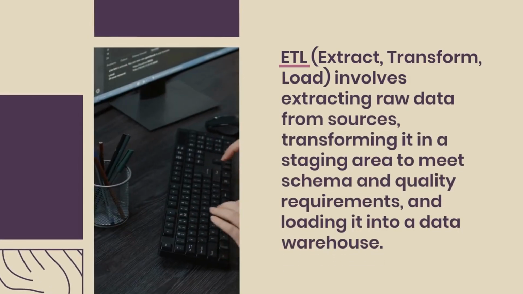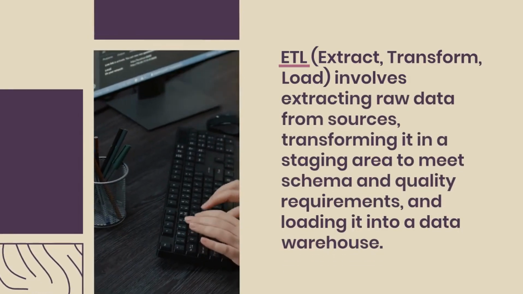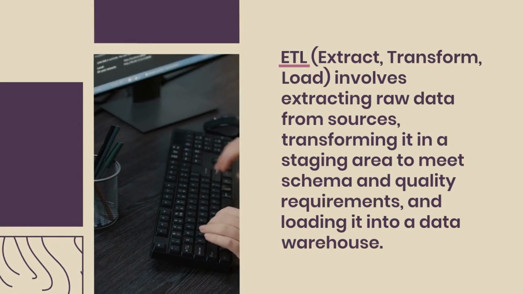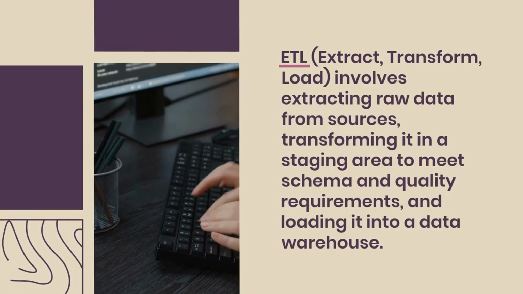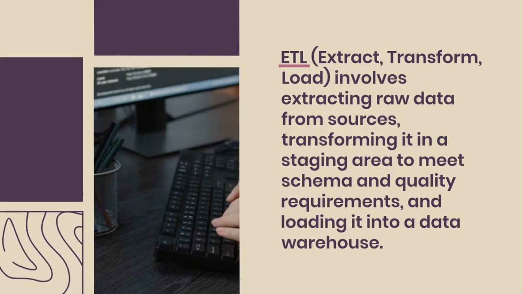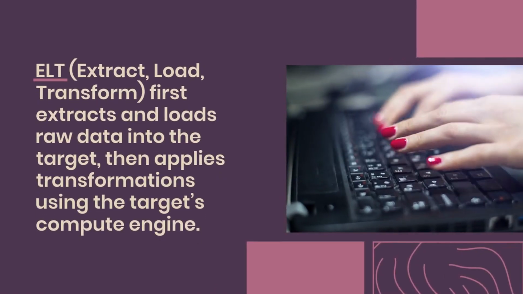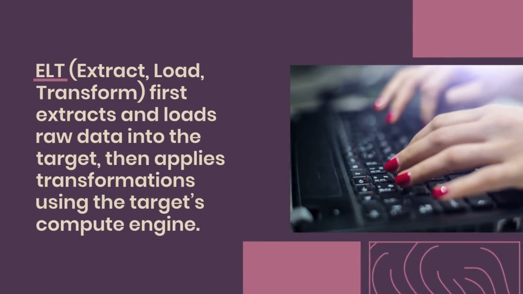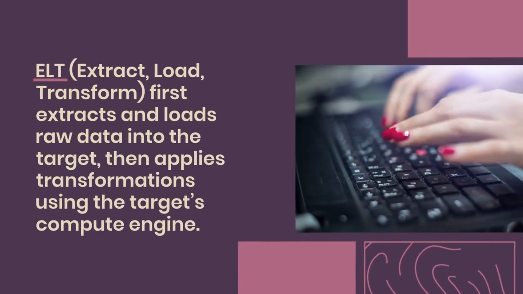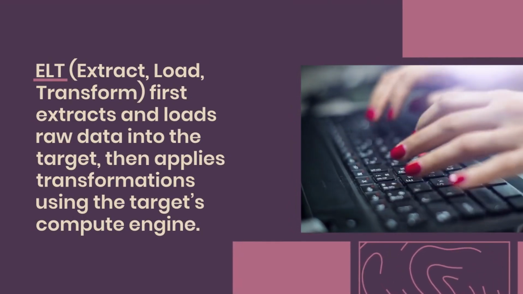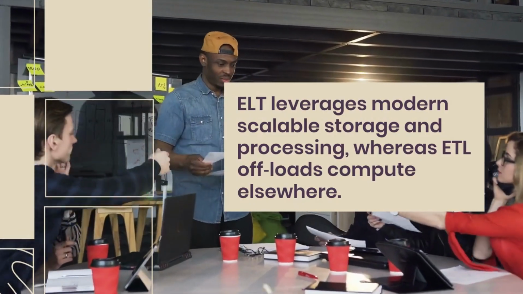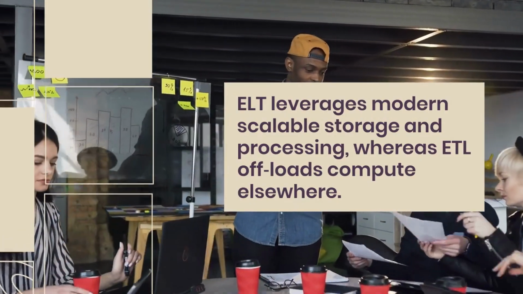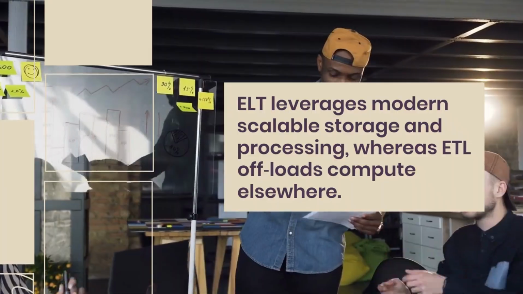ETL, extract, transform, load, involves extracting raw data from sources, transforming it in a staging area to meet schema and quality requirements, and loading it into a data warehouse. ELT, extract, load, transform, first extracts and loads raw data into the target, then applies transformations using the target's compute engine. ELT leverages modern scalable storage and processing, whereas ETL offloads compute elsewhere.